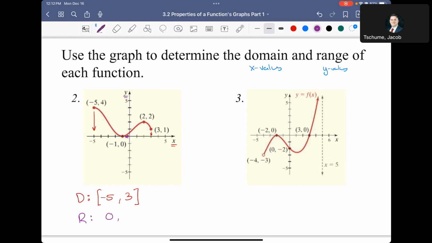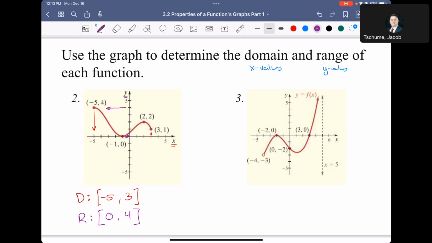And then if I look for the highest point, it is up here, but don't use the -5. The highest y value would be 4. Once again, both of those points have a closed dot or a closed circle, so we will once again use brackets to write our answer. And that's how you can pull domain and range from a graph pretty easily.